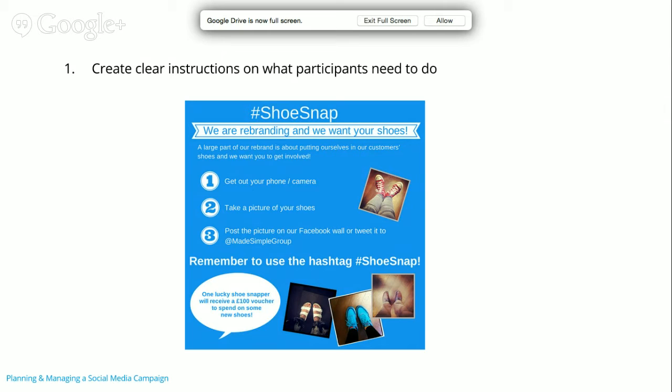So think about the hashtag, think about how you're going to connect people and get people back. Make sure there is clarity as to what it is you want them to do. Get out your phone camera, take a picture of your shoes, post the picture on our Facebook wall or tweet it to @MadeSimple Group. Remember to use the hashtag. That is it. The simplicity of the whole campaign is there in just 3 bullet points and a hashtag. So make sure that you keep your instructions clear and simple.